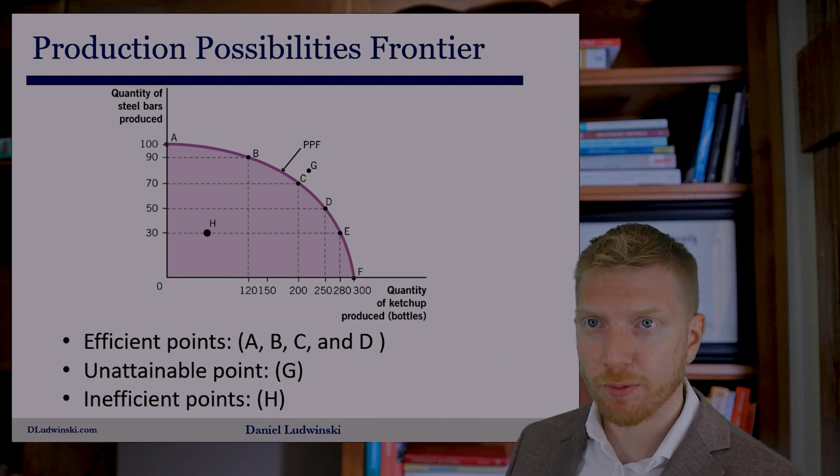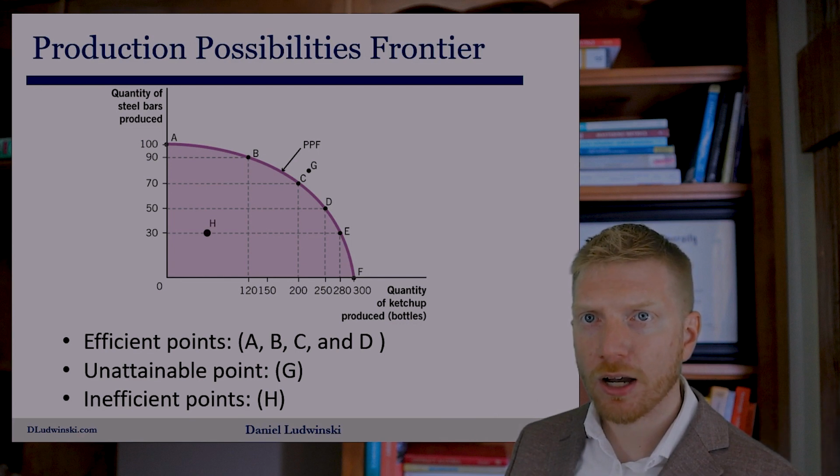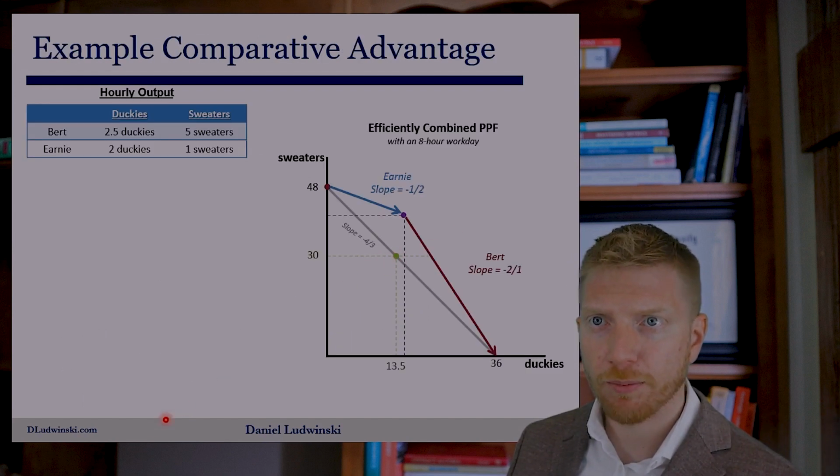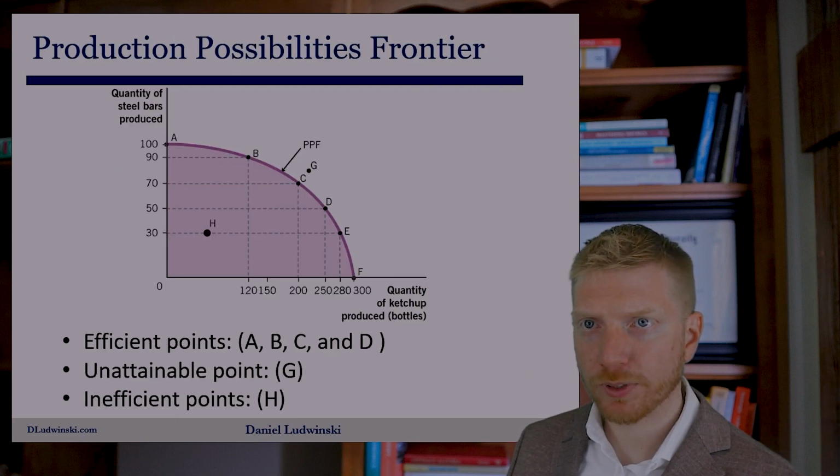If you remember from our example with Burton-Erny, just to emphasize, we had that combination of resources and we were producing at that inefficient point. It was inside their combined production possibilities frontier.